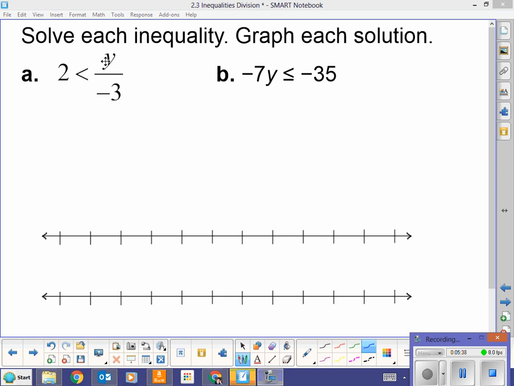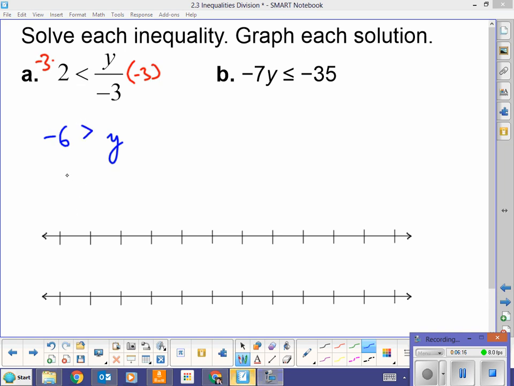2 is less than y divided by -3. To solve this, I must multiply both sides by -3. I'm multiplying by a negative number. So -3 times 2 is -6. -3 divided by -3 is 1, positive 1, so this becomes positive 1y. Because remember, this was a positive number, now it's a negative on this side. This was a negative number, now it's a positive on this side. So I have to reverse my inequality symbol to make this true.